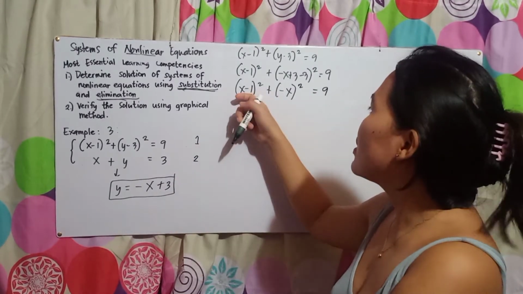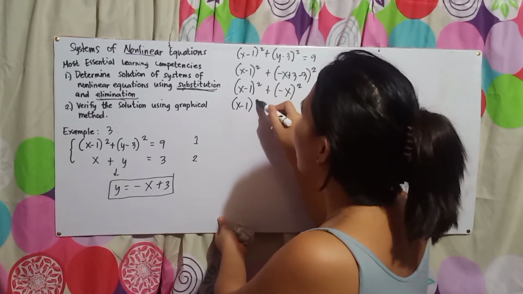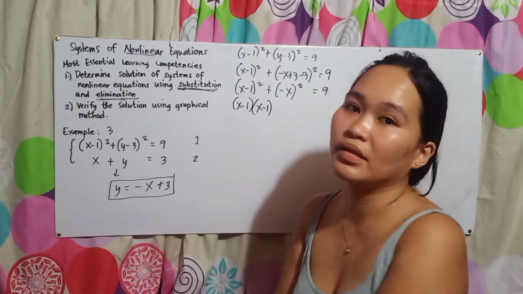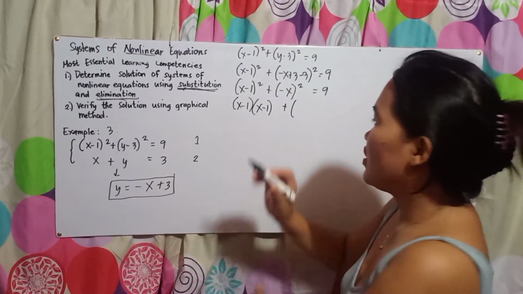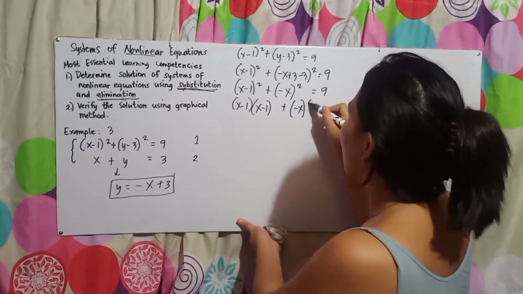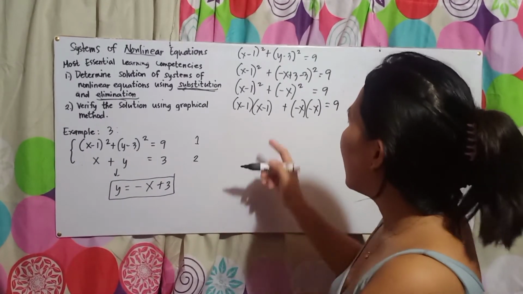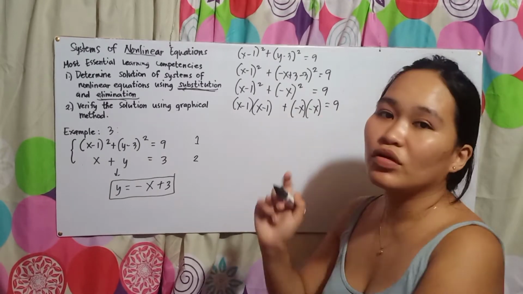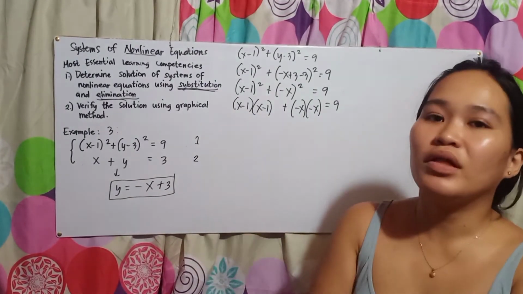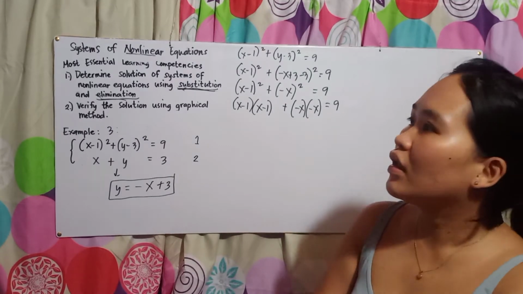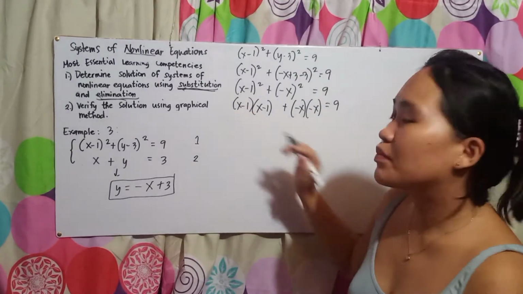Okay, next. x minus 1 squared is the same as x minus 1 times x minus 1, plus negative x squared, which is the same as negative x times negative x, equals 9. Then we multiply these. To solve this, you can use the long method, the distribution method, and the FOIL method. I will explain each one.